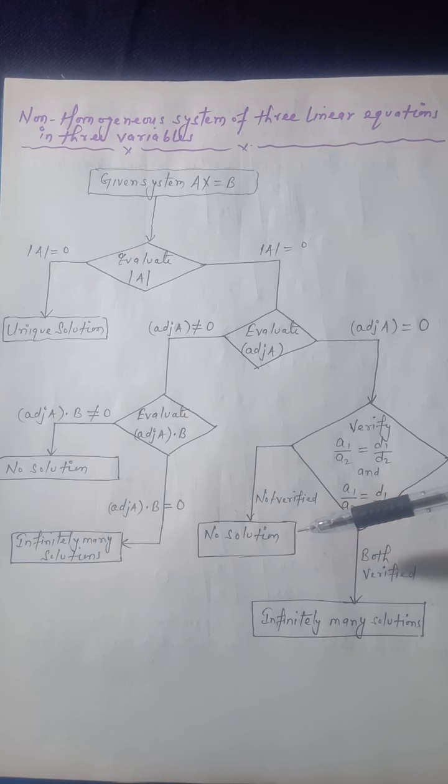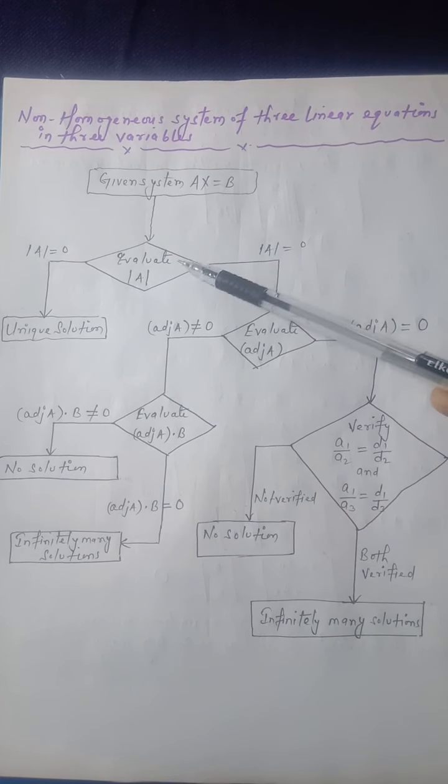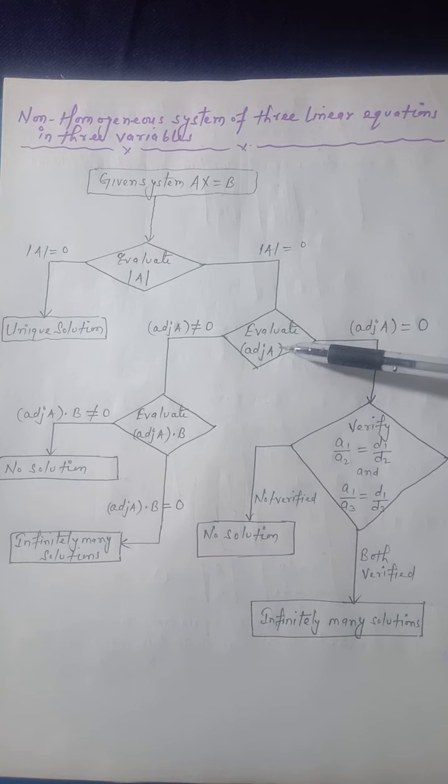So you must note that in the second step we have to calculate adjoint of A, not adjoint of A into B. Adjoint of A into B will only be calculated in the case when there are two equations. I hope it is clear.